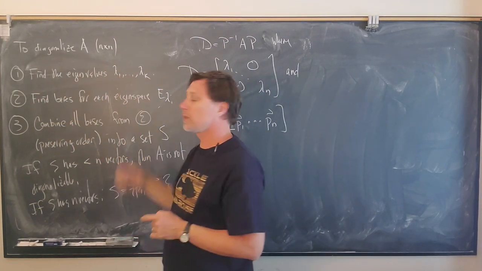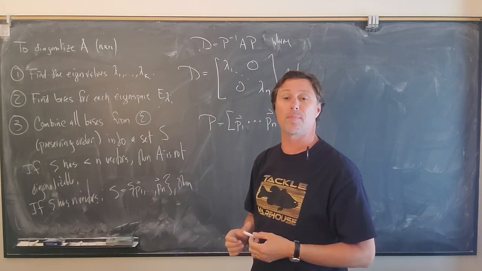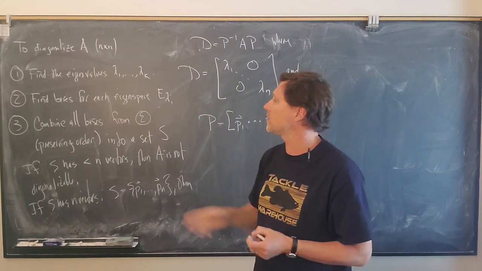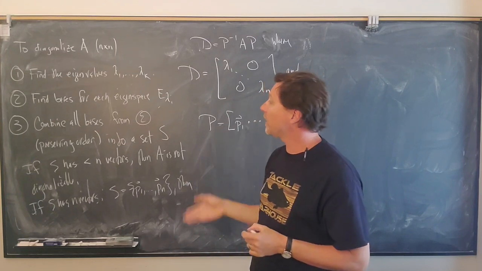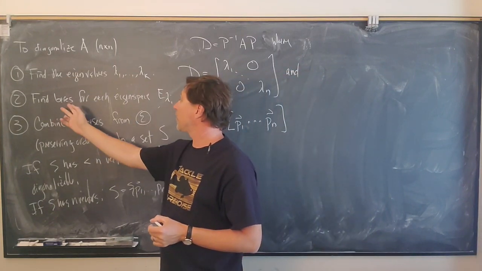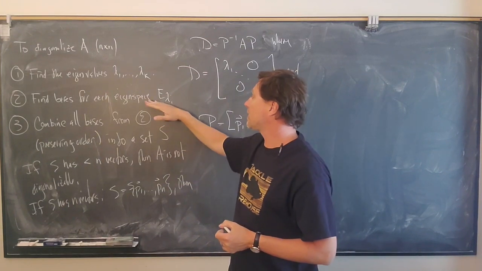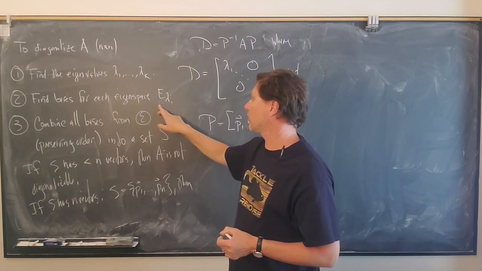and I'm writing here lambda 1 up through lambda k. Right? So A is an n by n matrix, but it may or may not have n eigenvalues. It might have some number less than that. So let's say it has lambda 1 up through lambda k. So there's step 1. Step 2, go through and find a basis for each eigenspace. So for each lambda i, there is the eigenspace E sub lambda i. Right? We need to find a basis for each one of those.